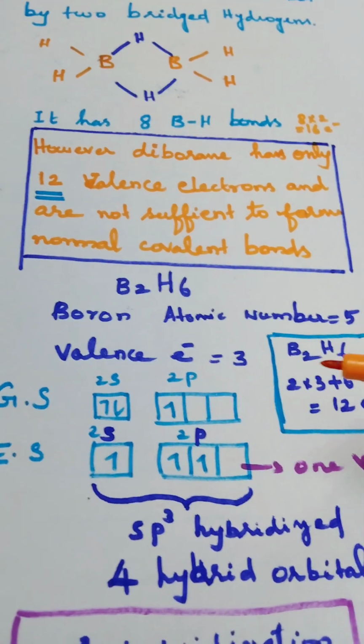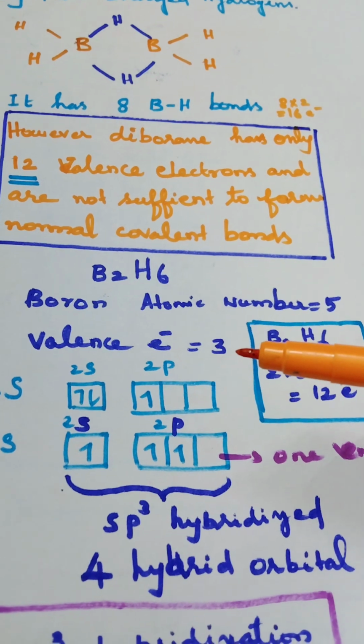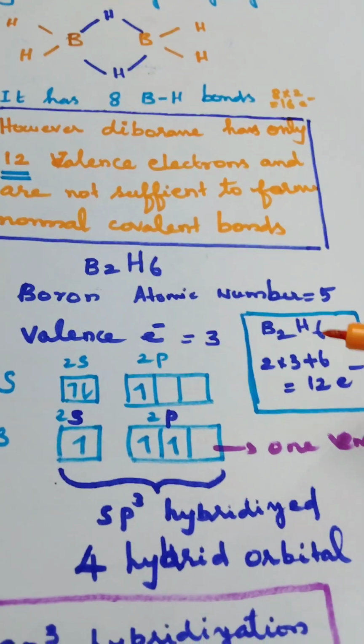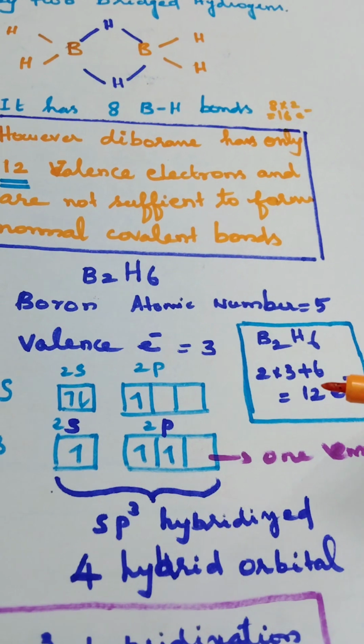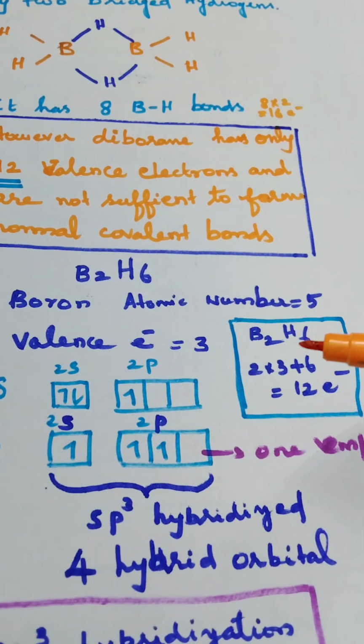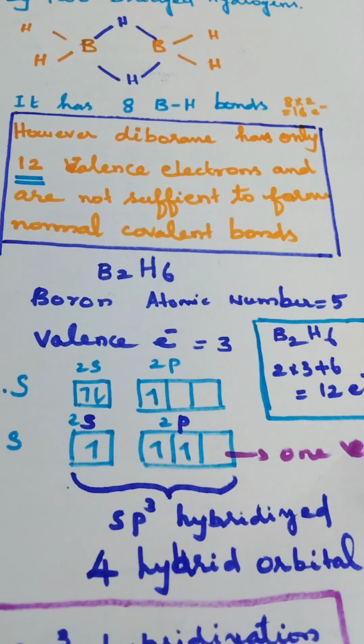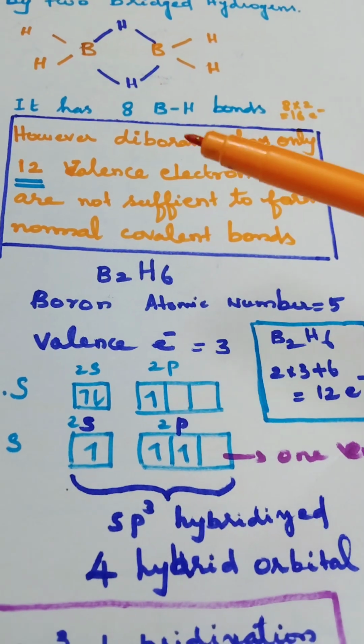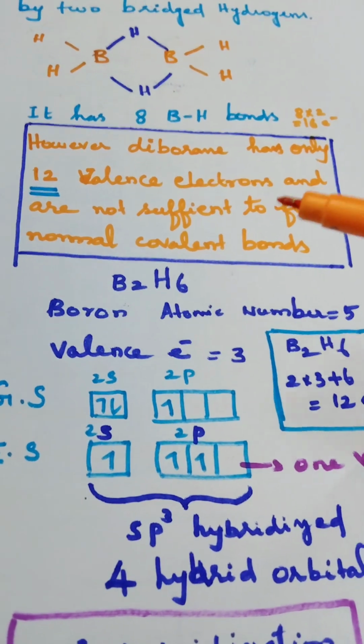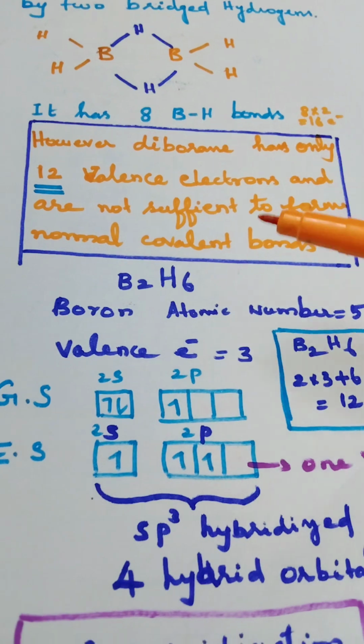Here in B2H6, 3 electrons in the outer shell of each boron are involved in bond formation, plus each hydrogen gives 1 electron. So totally 6 plus 6, 12 electrons. Only 12 valence electrons are present. That's why it could not form a normal covalent bond.